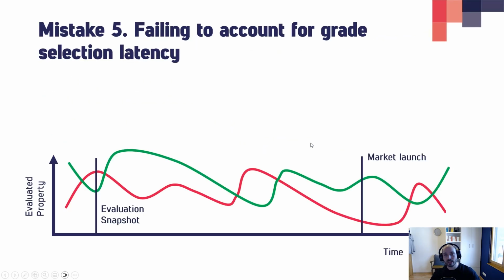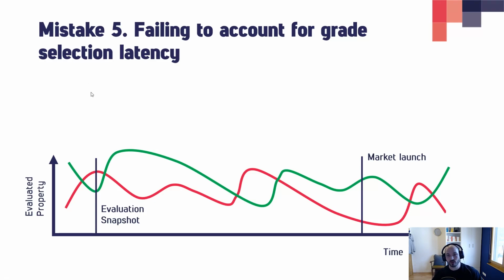And then mistake number 5, and that is what I call the grade selection latency. It's the failure to account for it, which is one of the most common mistakes. What grade selection latency is about is you have the evaluated property, and then you have a snapshot at which you are doing your evaluation. And the properties change over time. This might be something like price. Prices are variable, and the price at the time you are evaluating is not the price that you will get when you launch it on the market.